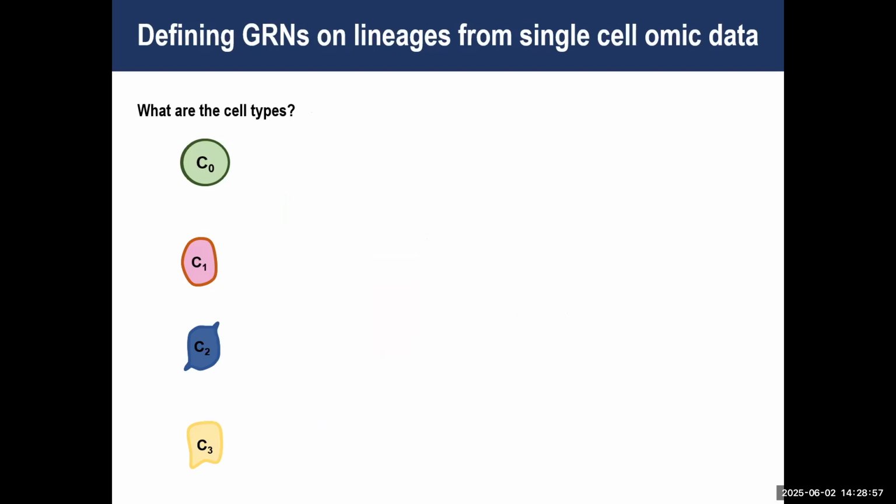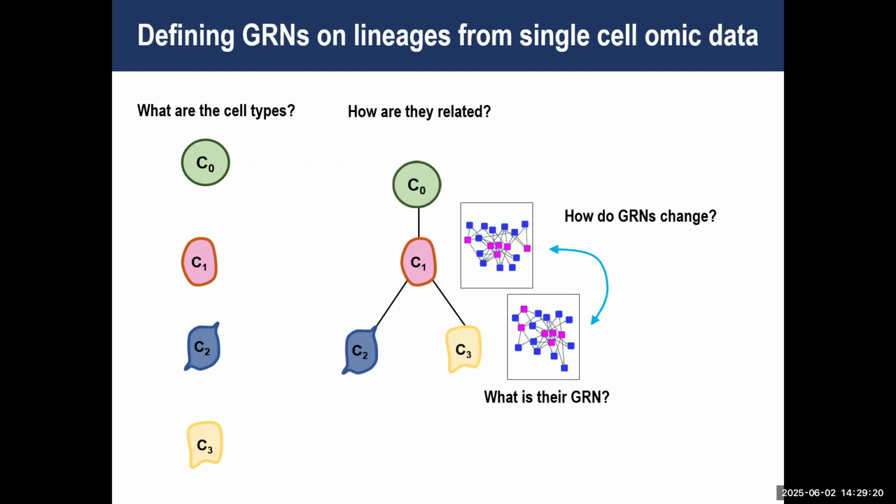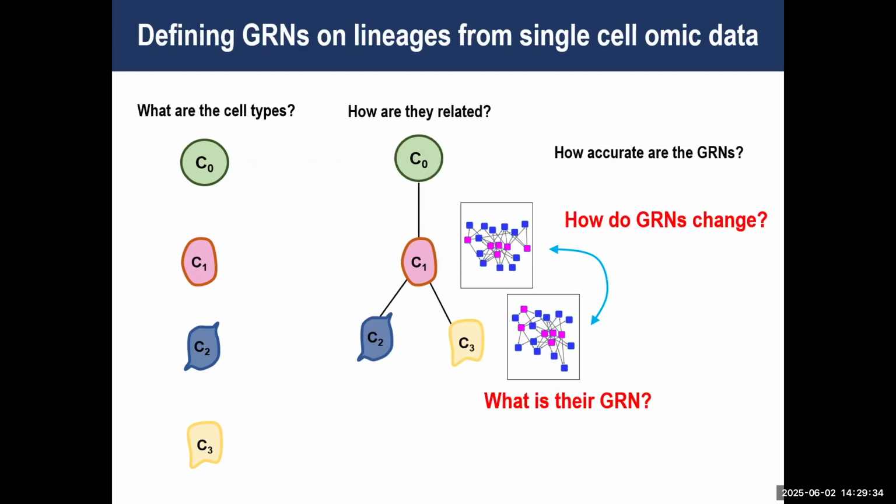So to understand gene regulatory networks, what are the types of questions we want to focus on? First of all, what are the different types of cells we have in whatever data we are considering? Then how are these different cell types connected? Next is, given a cell type, what is the gene regulatory network of each of the cell types? And then how are these GRNs changing across the different cell types? Of course, we can have any method, but it's important to estimate how accurate the GRNs are. So today we'll be mostly focusing on how we can make GRNs and how these change.